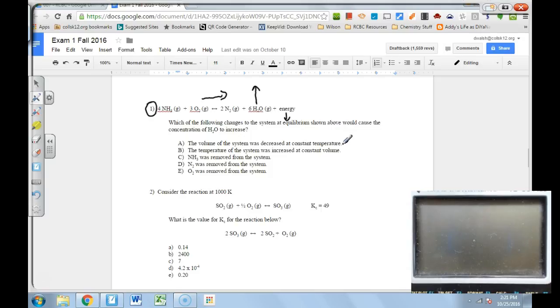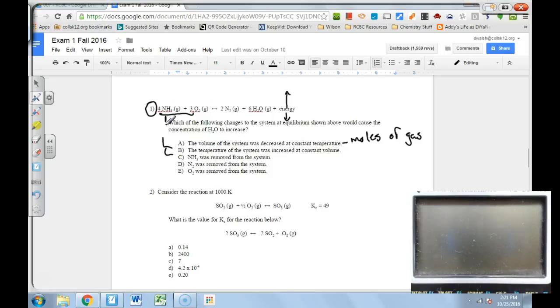The volume of the system was decreased at constant temperature. So when we do this, this is really just looking at moles of gas. How many moles of gas do we have here? We have 7. Here we have 8. And so when we decrease the volume, that's going to cause this to shift to the side with fewer moles of gas, which is left. Okay, so that's not right. The next thing we could look at: the temperature of the system was increased at constant volume. Well, if it increases, that means it's going to shift left, and we don't want that.